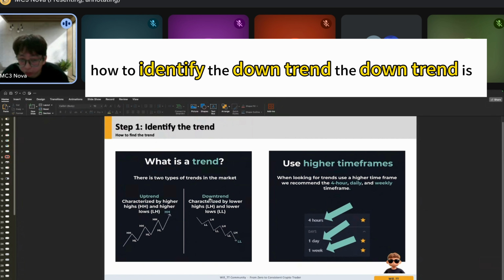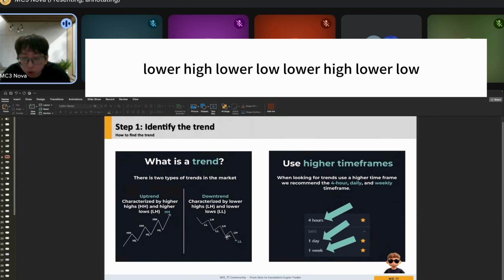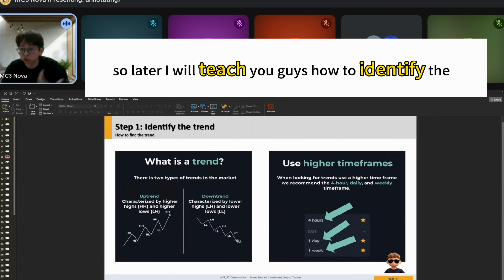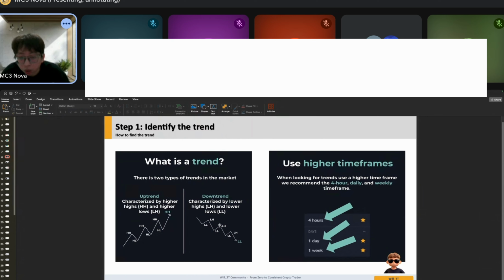How to identify the downtrend? The downtrend is accompanied by lower low, lower high, lower low, lower high, lower low, lower high, lower low. Later I will teach you guys how to identify the real lower low and real lower high.